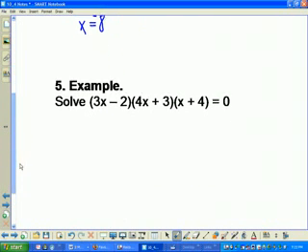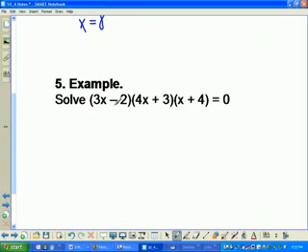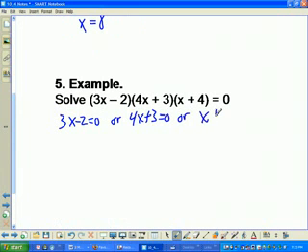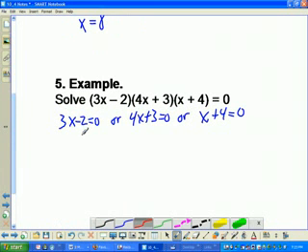Now, if I look at example 5, this is what I was talking about. What happens when there's a number in front of x? Well, I do the same thing. Notice this time I'm multiplying 3 numbers that equal 0. If I multiply 3 numbers that equal 0, really no difference. Each number could be 0. So 3x minus 2 equals 0, or 4x plus 3 equals 0, or x plus 4 equals 0. Let's solve each one of those.